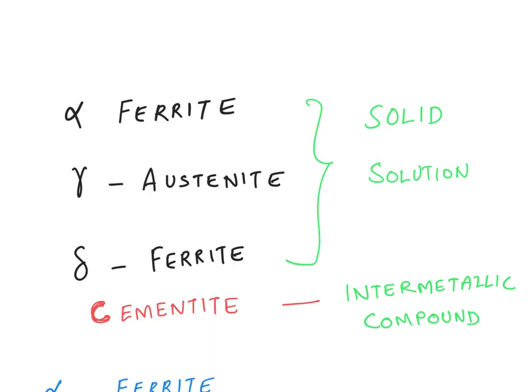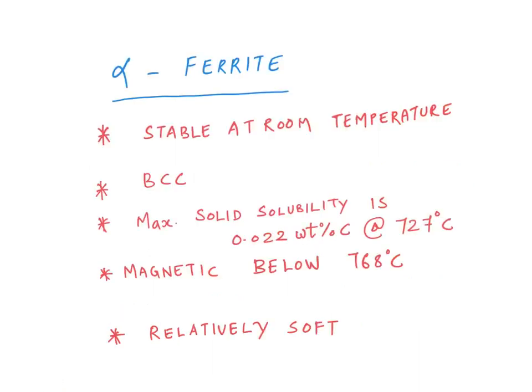Now let's go into them one by one. Starting off with alpha ferrite, we said that it is stable at room temperature. It is pretty evident from the phase diagram also. The crystal structure is body centered cubic. Maximum solid solubility is 0.08% carbon at a temperature of 727 degrees centigrade.